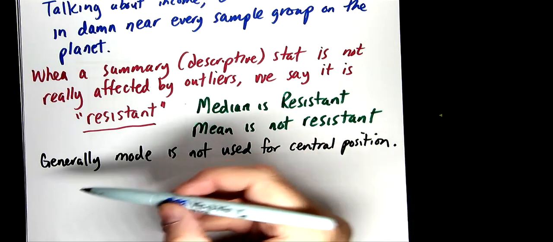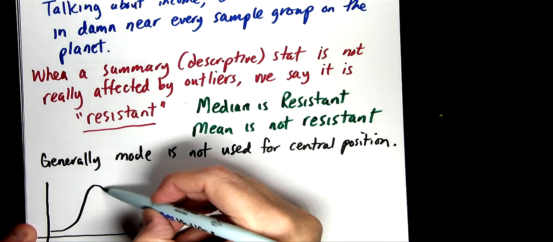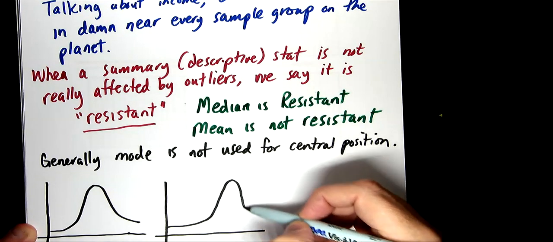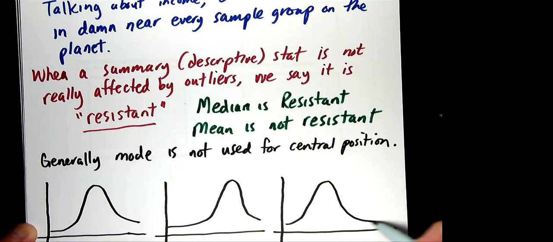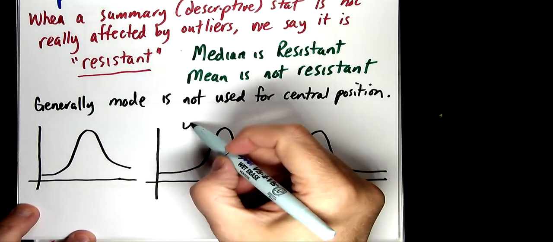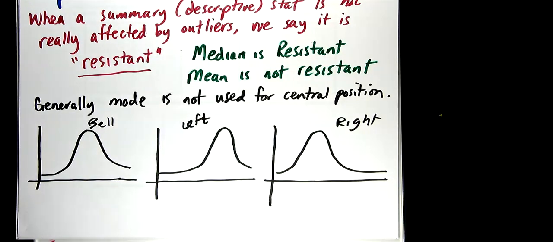So let's look at our uniform is kind of like a shabby group to look at. So I'm going to look at our bell curve. We're going to look at our skewed left graph and our skewed right graph, and show where means and medians are here. So this is my skewed left, this is my skewed right, and this is my bell.